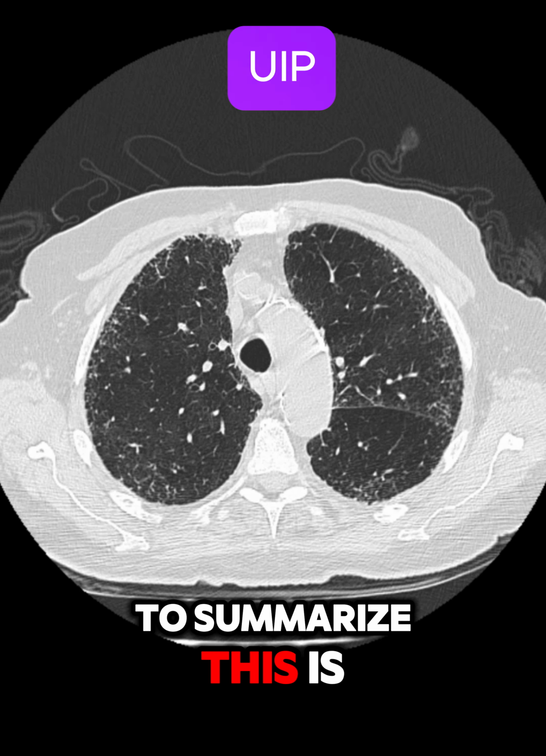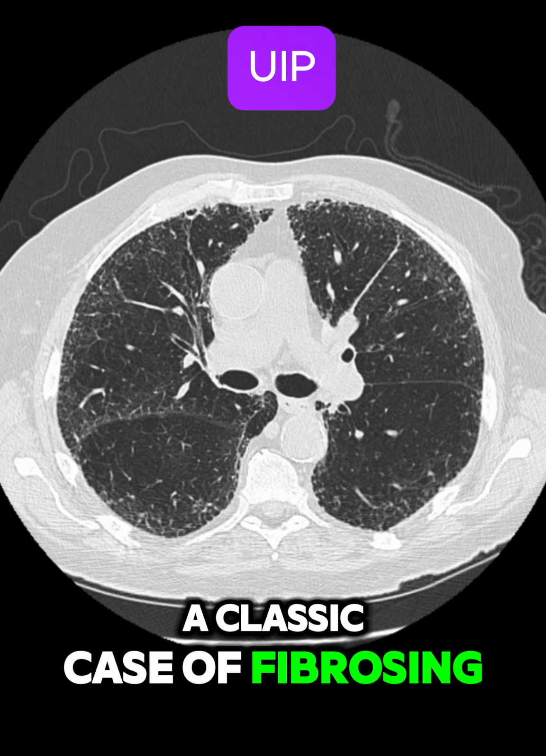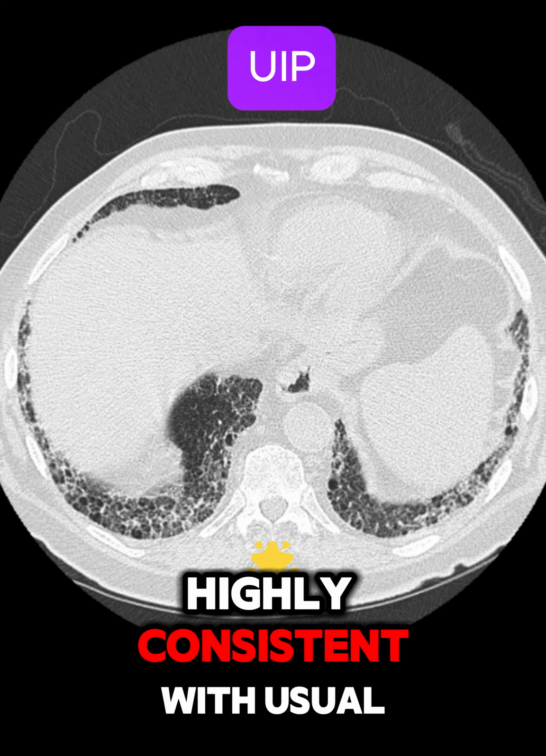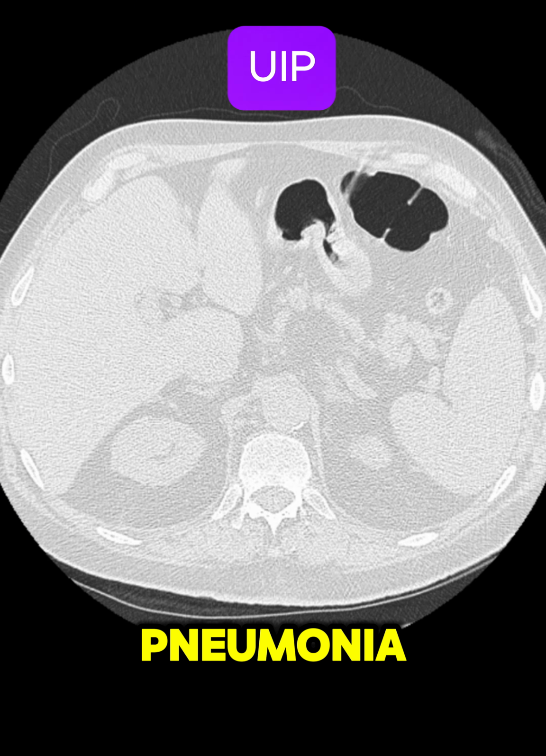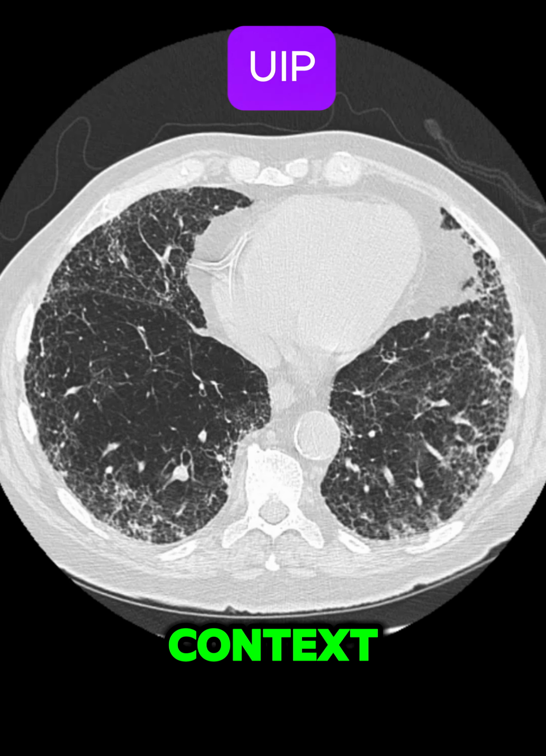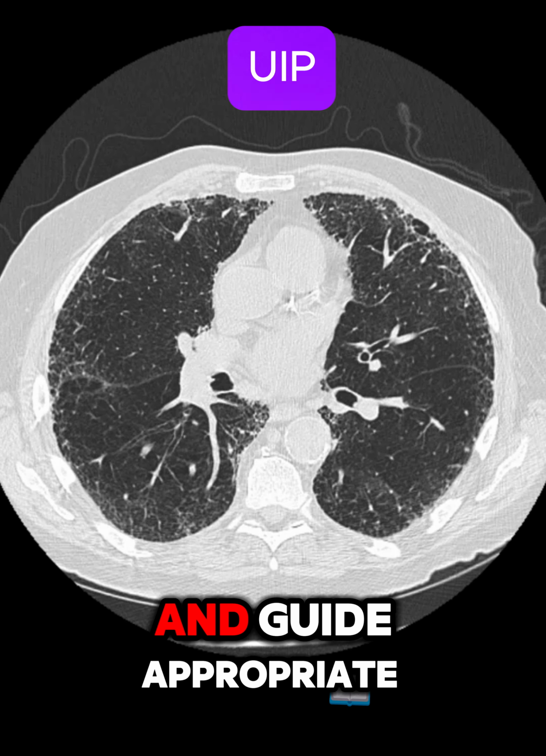To summarize, this is a classic case of fibrotic interstitial lung disease with imaging findings highly consistent with usual interstitial pneumonia. It highlights the importance of integrating imaging patterns with clinical context to arrive at a diagnosis and guide appropriate management.